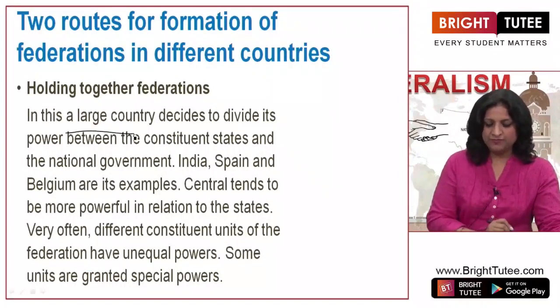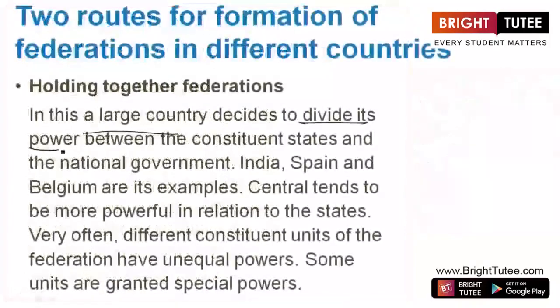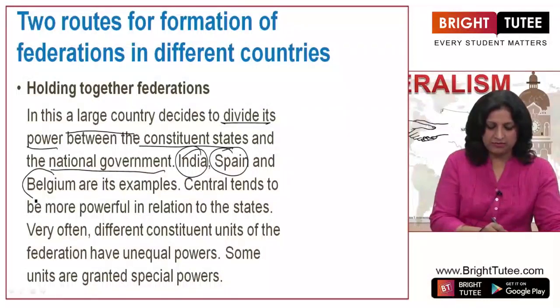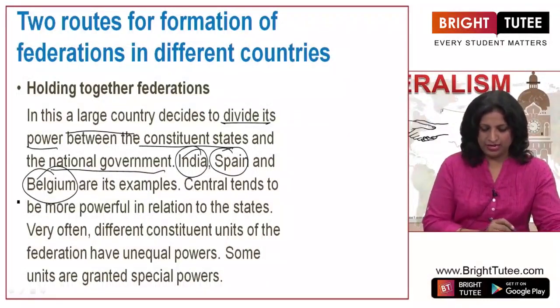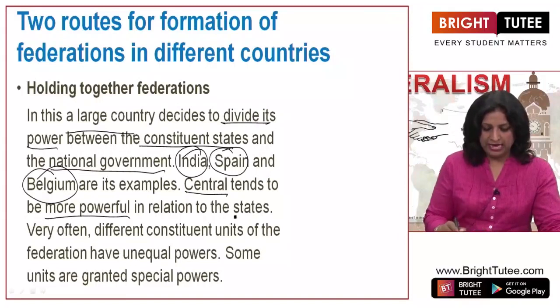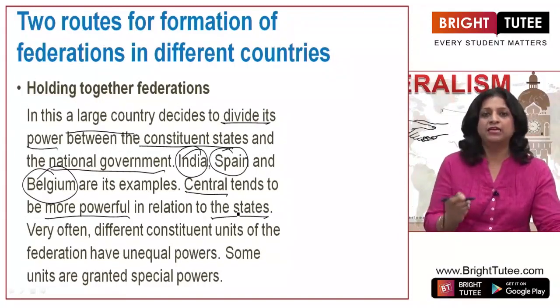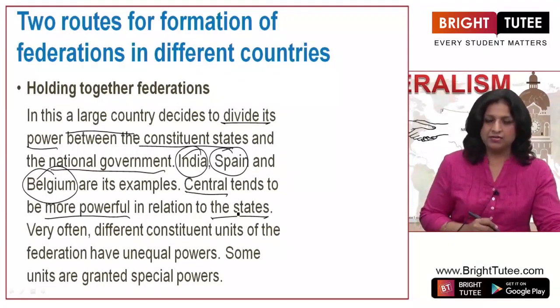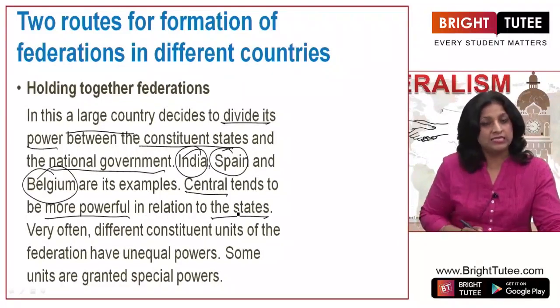In a large country, they decide to divide powers between constituent states and the national government. Examples, again a very important question: the countries having holding together federations are India, Spain and Belgium. Here the central government or the national government is more powerful than the states. But in the coming together, we have seen that the center and the states have equal powers. In holding together, we find that the center is more powerful than the states.